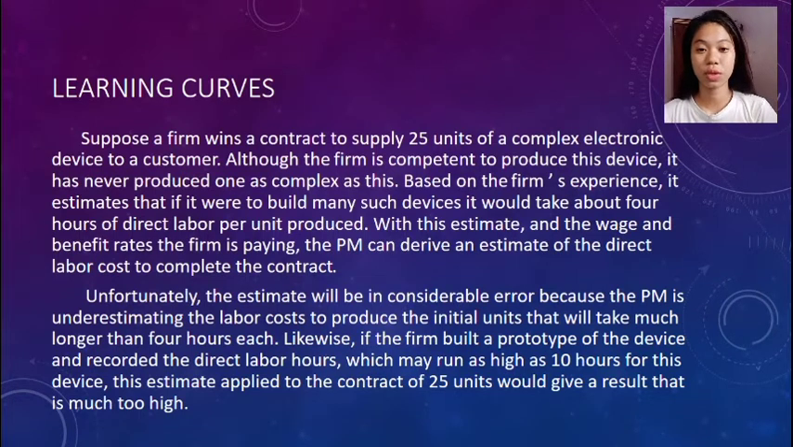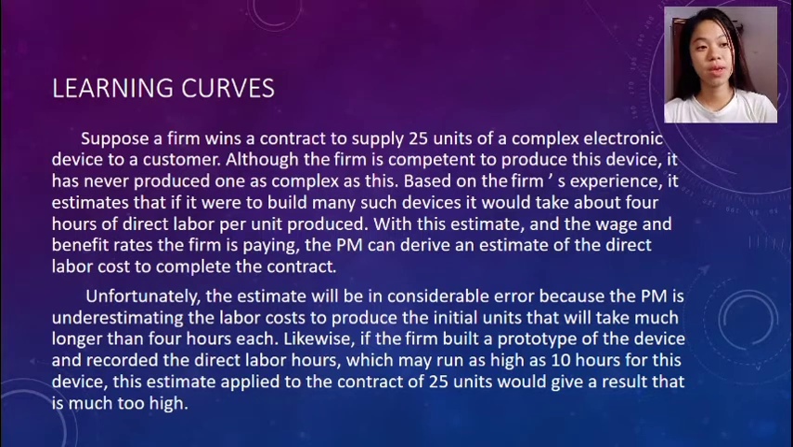Suppose a firm wins a contract to supply 25 units of a complex electronic device to a customer. Although the firm is competent to produce this device, it has never produced one as complex as this. Based on the firm's experience, it estimates that if it were to build many such devices, it would take about 4 hours of direct labor per unit produced. With this estimate and the wage and benefit rates the firm is paying, the project management can derive an estimate of the direct labor cost to complete the contract.